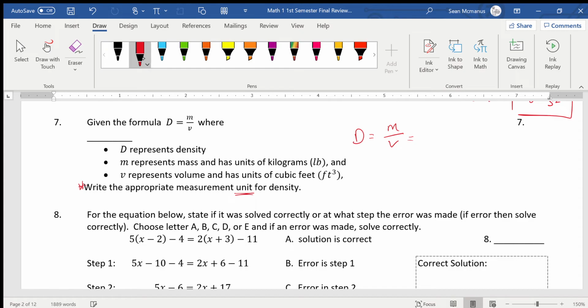Well, m, the mass, is kilograms. We could pick pounds, but let's pick kilograms. And v is cubic feet. Well, all right, I guess we'll go cubic feet, so feet cubed. Normally, we don't mix English units like feet and kilograms, but that's okay. They did it here. Okay, so kilograms per foot cubed. That's my units right there. Just substitute them in like you would anything else.